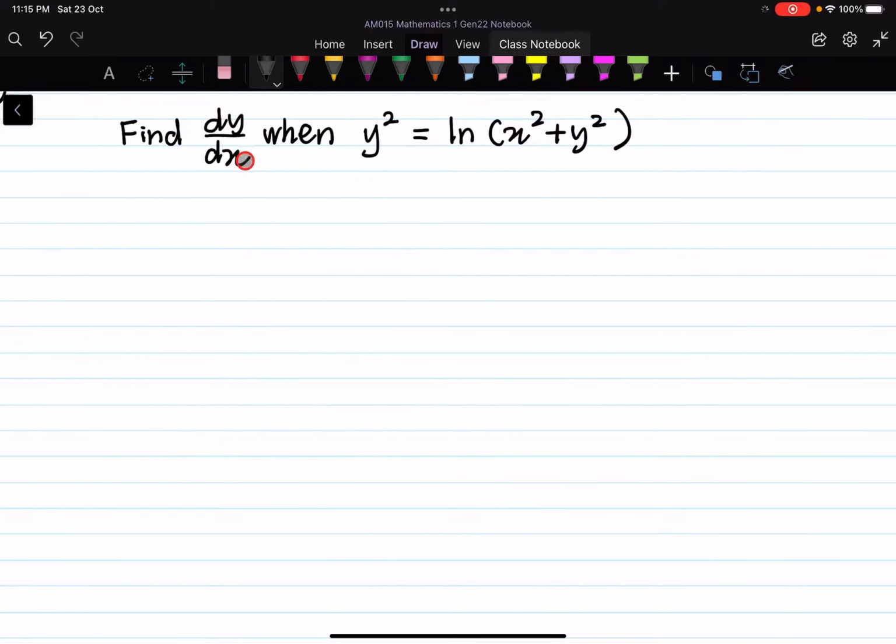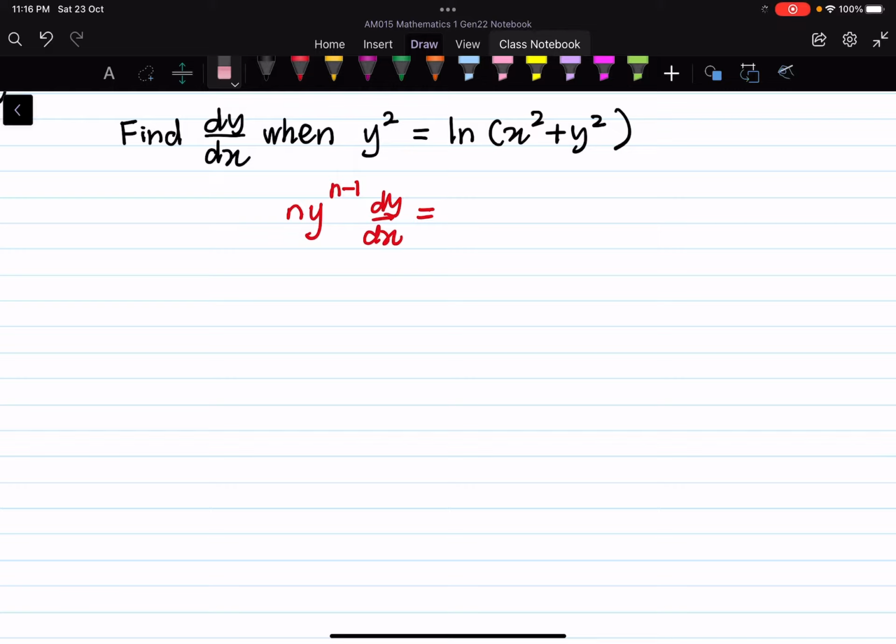Find dy/dx when y squared equals ln(x squared plus y squared). So this is an implicit function. y squared is in the form of y to the power of n. So using the chain rule or general power rule, we can differentiate by bringing down the power n, copying down y to the power minus 1, and times dy/dx.